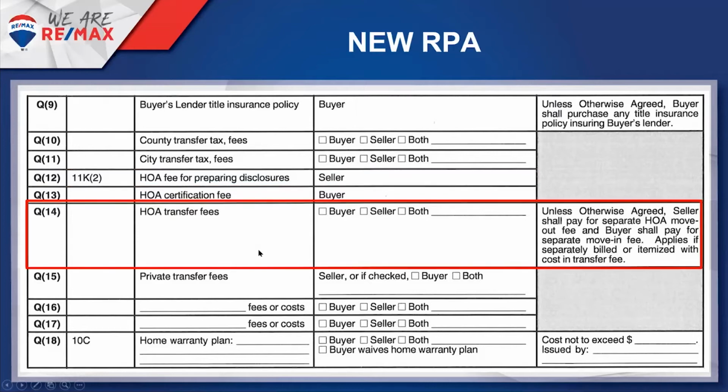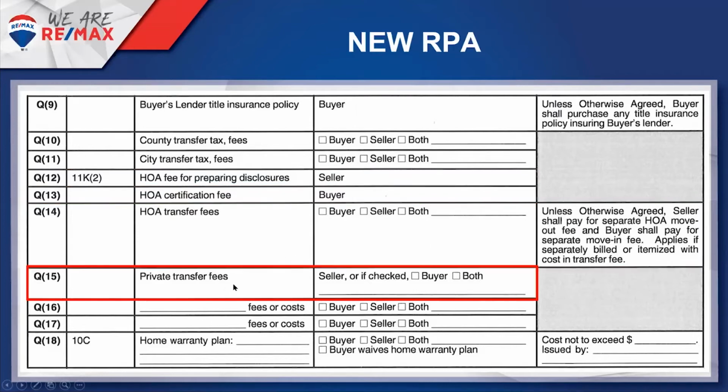Transfer fees, negotiable. Private transfer fees, normally the seller, most of them are set up for the seller to pay, but the buyer can pay them, or both. And then finally, other fees, you can list them if there's any that you're aware of. And then the home warranty.